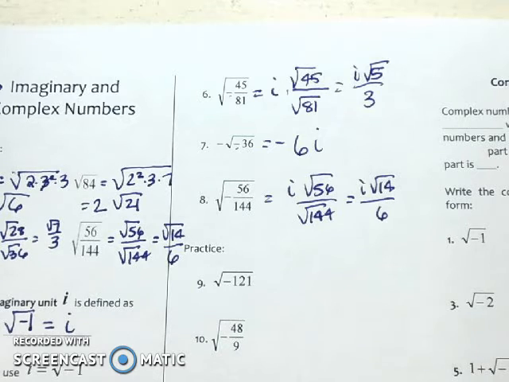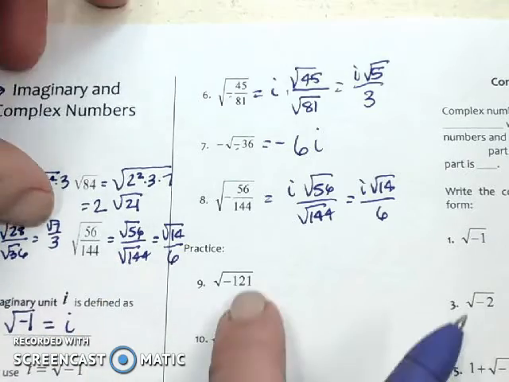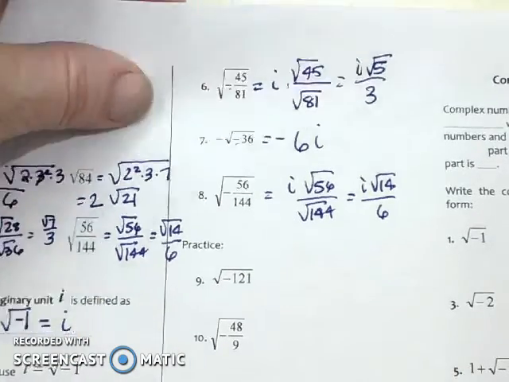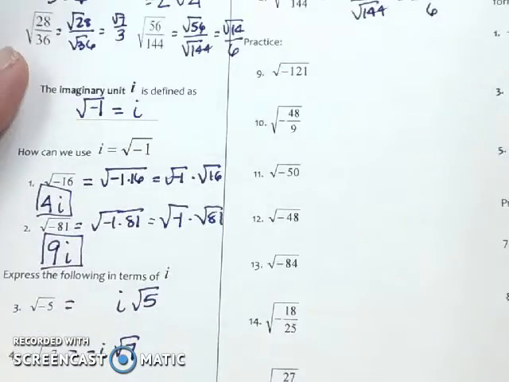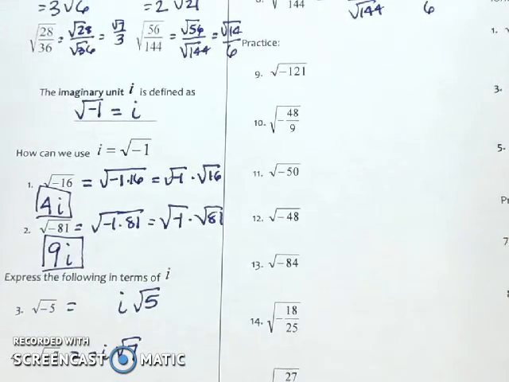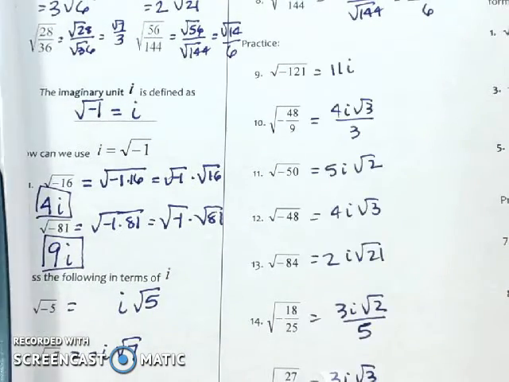So I'm going to pause the video. I'm going to pause it on my end. You're going to pause it on your end. You're going to do these problems 9 through 15, and then you're going to come back and check them. Don't cheat. Don't be a cheater. Just do them and make sure you can understand them, because if you're cheating, you're not hurting anybody but you.